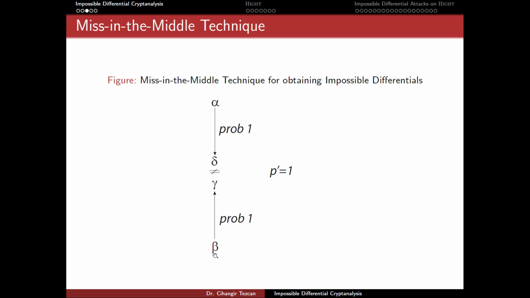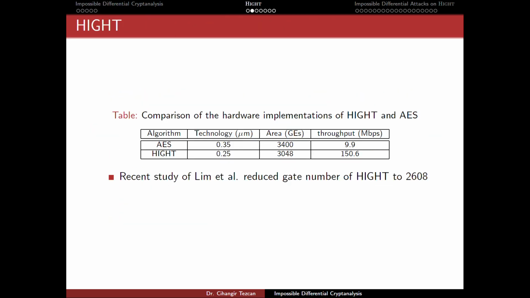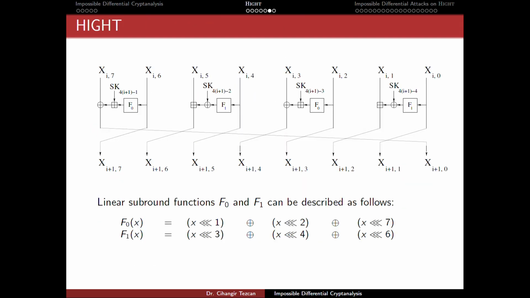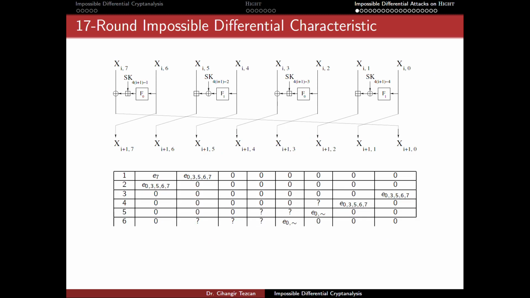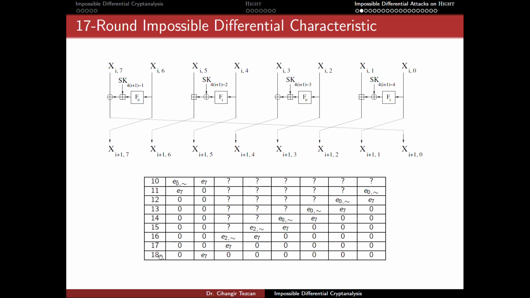So we should start with an output difference, go back in the decryption direction and obtain some difference, but it should not meet this one. They should miss. So the name of the miss in the middle technique. So let's go back to our example. So we found this 9 round truncated differential. Now let's start something from the bottom and try to go up, and let's try to make it miss with this one. So here is an example that we found.